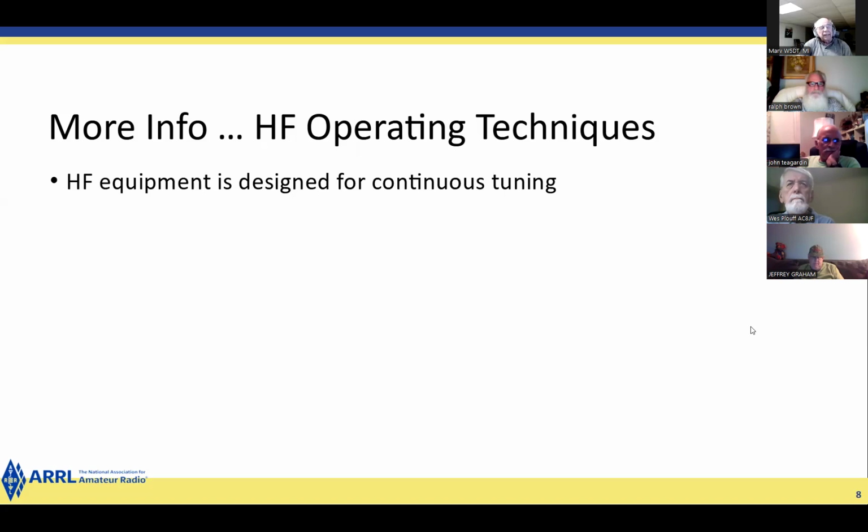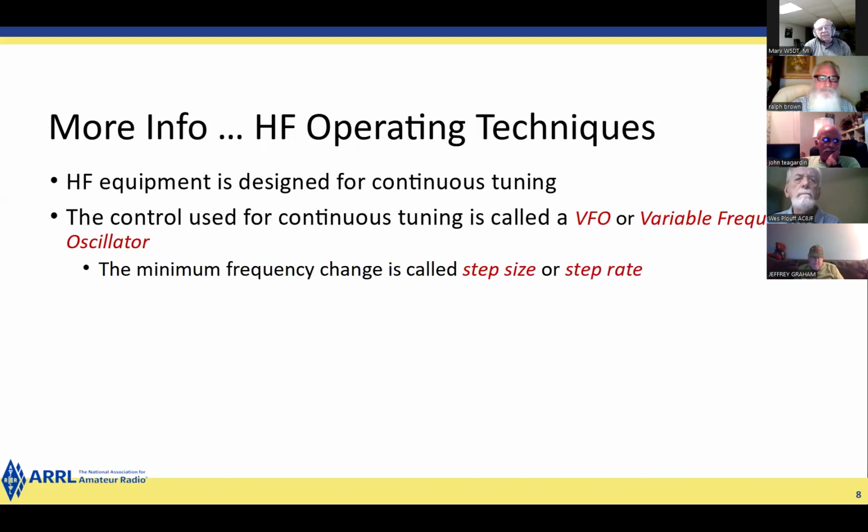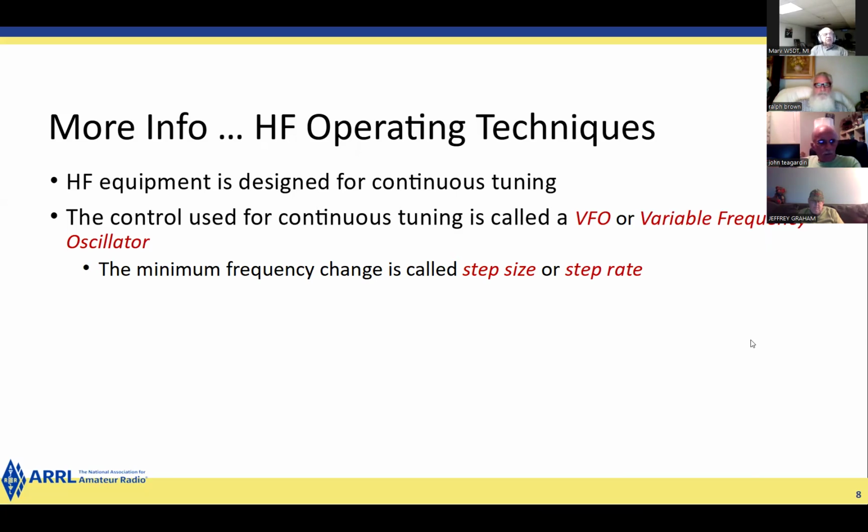So speaking of the tuning, HF equipment, as compared to VHF and UHF rigs where you've got specific channels, has continuous tuning with a variable frequency oscillator. You could tune by steps that you set the rate for, whether you want to tune by 1 kilohertz or 5 or however you want to do it.